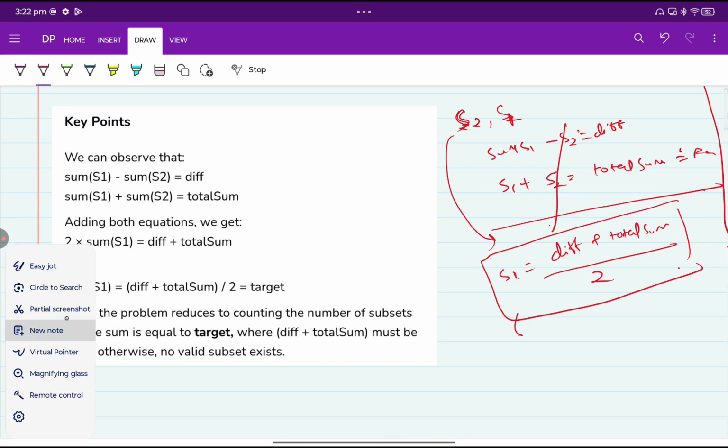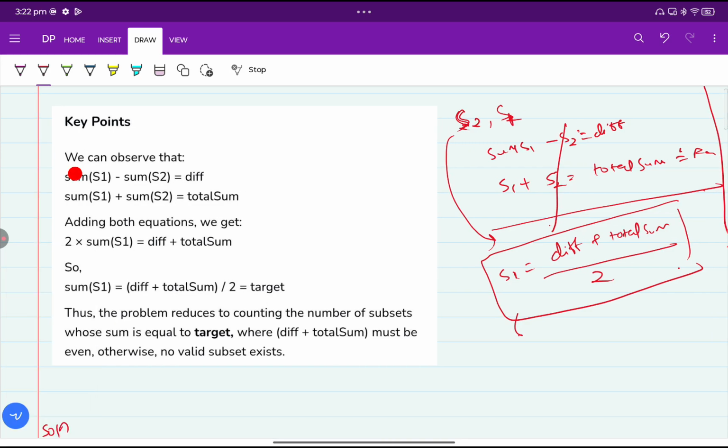Let me recall the concept once more. The difference s1 minus s2 is given to us in the question, and s1 plus s2 equals the total sum. If we add these, then 2 times s1 equals the difference plus the total sum, so s1 is (difference plus total sum) divided by 2, which is equal to the target. Thus the problem is reduced to counting the number of subsets whose sum equals the target, where difference plus total sum must be even, otherwise no valid subset exists.